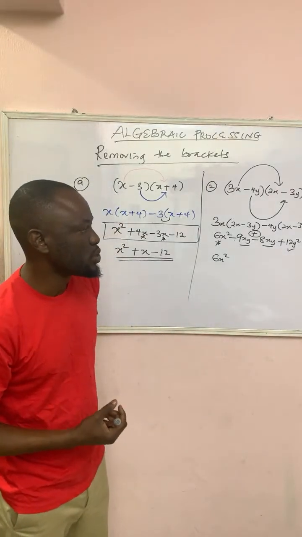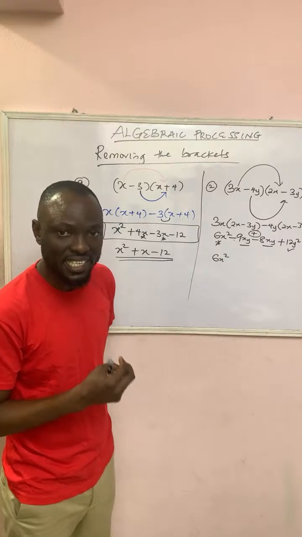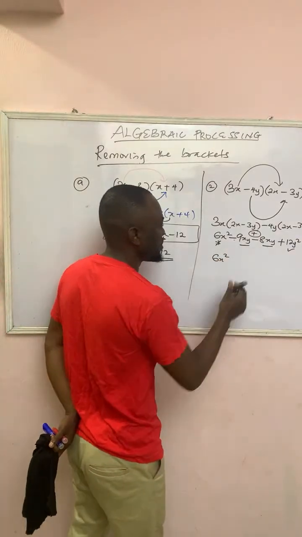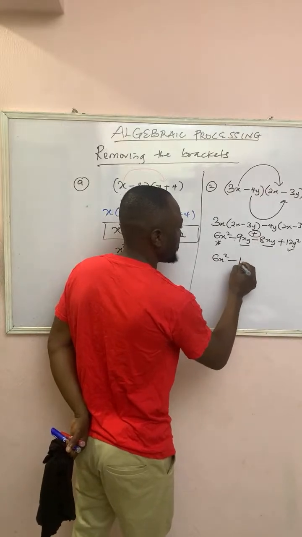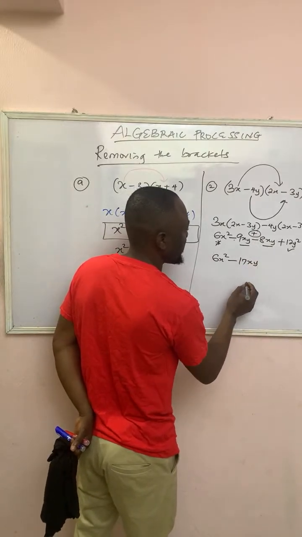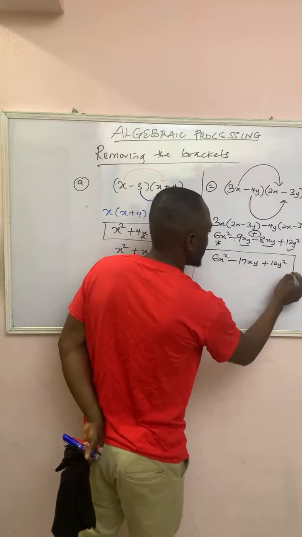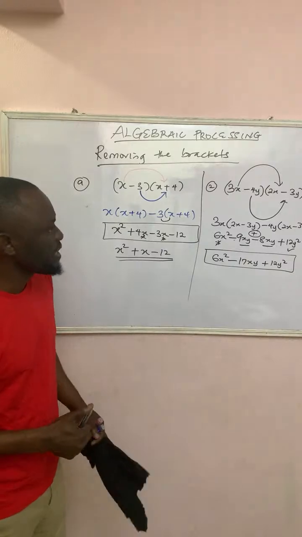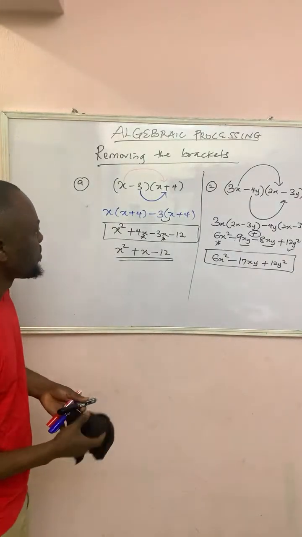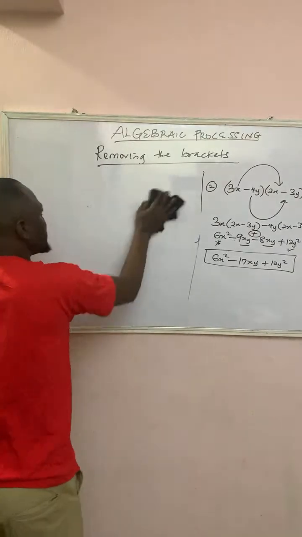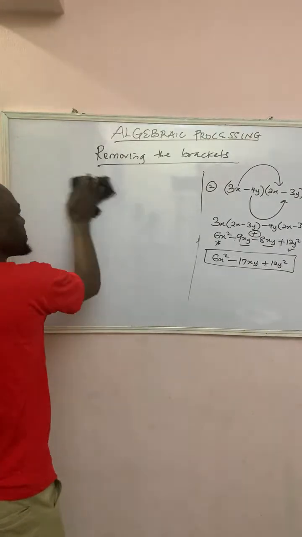Now I'll look at the two numbers. Obviously, without the sign, 9 is bigger than 8, so I'll attach the sign of the bigger number to my result, so my answer becomes minus 17xy. Then I'll bring down plus 12y squared. So this is my final answer. I hope that is clear. All right, so we're done with this.